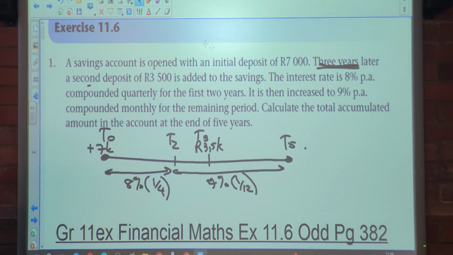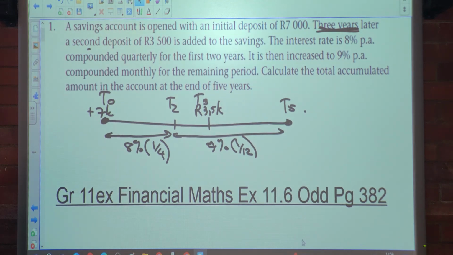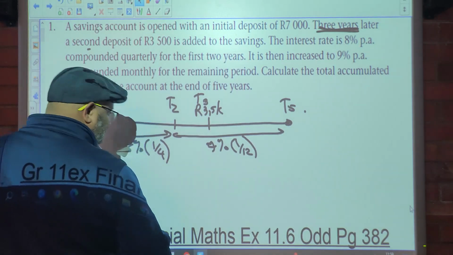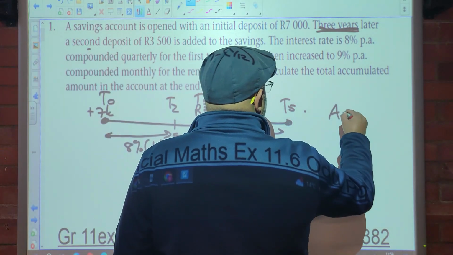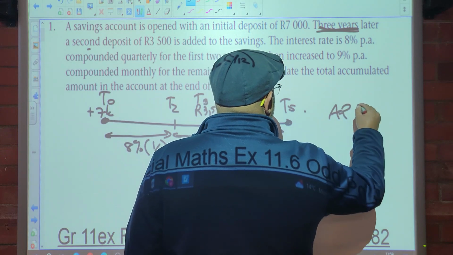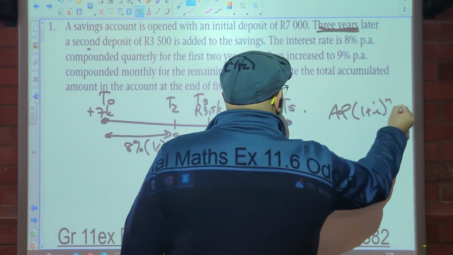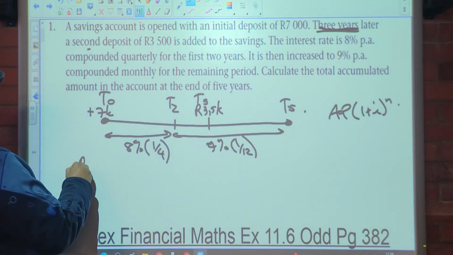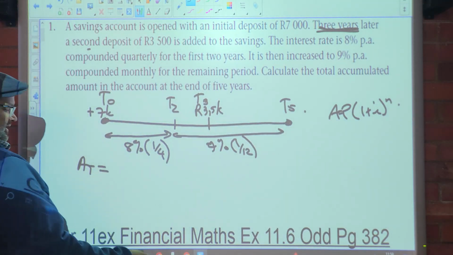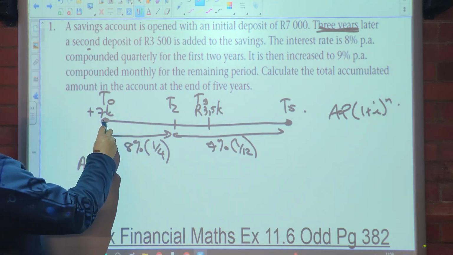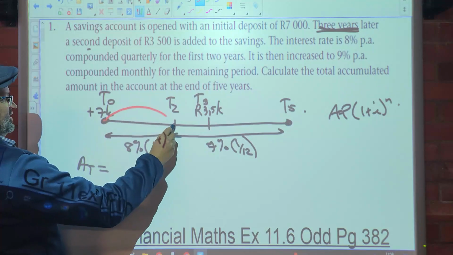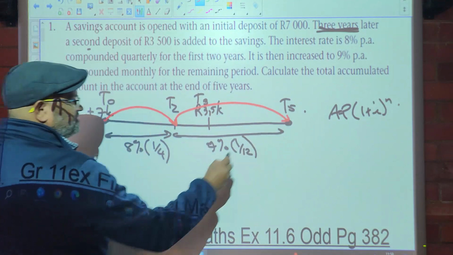Right, you see how easy it is, people? Once you can set up the timeline, it makes your life so much easier. So where do we start? Formula. A is equal to P into 1 plus i to the exponent n. Can I take 7,000 to the end? No. Why not? Because the interest changes, so I'm going to stop there first and then go to the end.